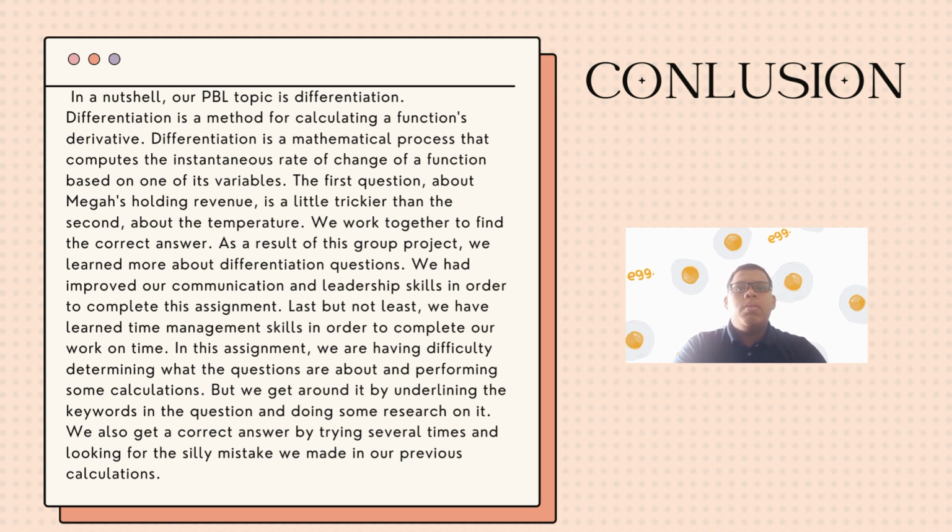In this assignment, we had difficulty determining what the questions are about and performing some calculations. But we got around it by underlining the keywords in the question and doing some research on it. We also got a correct answer by trying several times and looking for a silly mistake we made in our previous calculations.